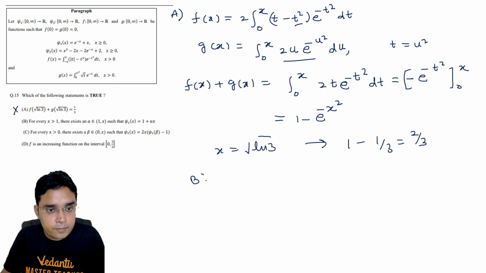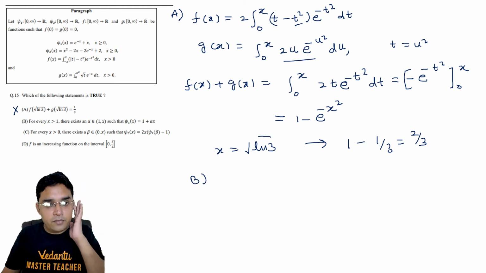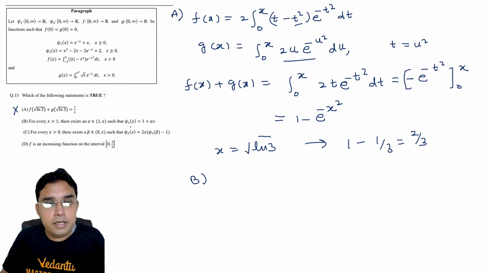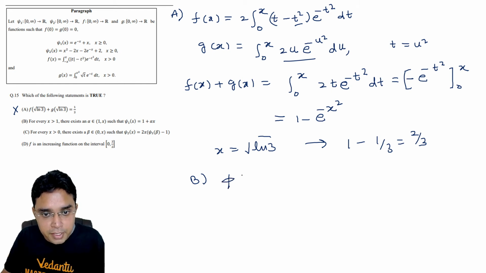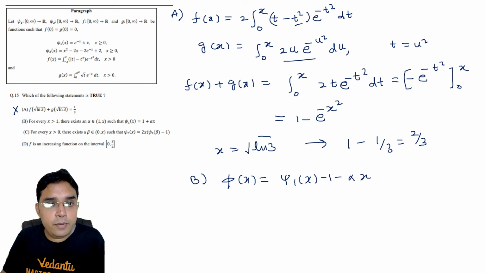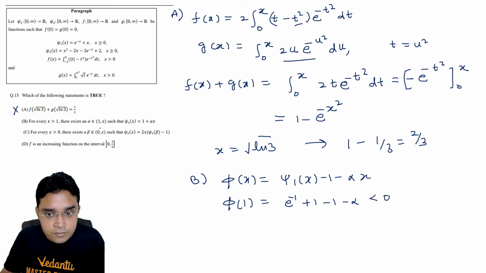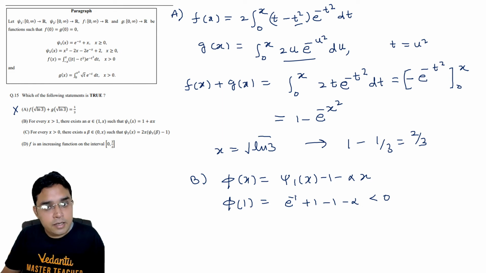Now coming to option B. Here, for x greater than 1, there exists alpha belonging to (1, x) such that psi1(x) is equal to 1 plus alpha x. Let us take one function phi(x) to be psi1(x) minus 1 minus alpha x, where psi1(x) is e power minus x plus x. Now if I put x equal to 1 here, we can write phi(1) as e power minus 1 plus 1 minus alpha, and that will be negative because alpha is greater than 1 and e power minus 1 is less than 1, so that will be negative.